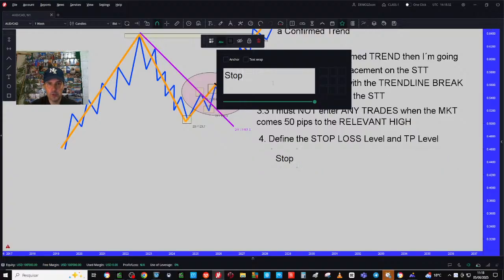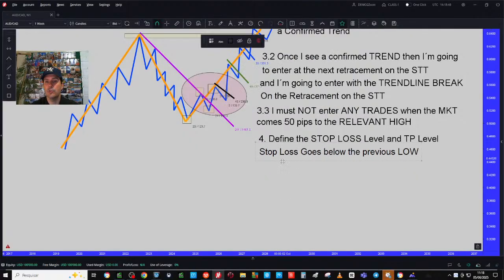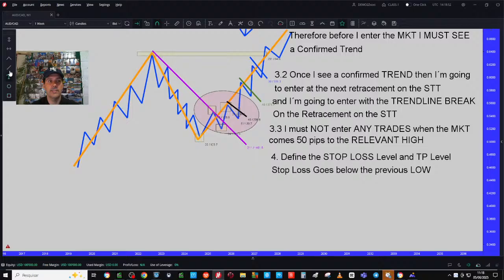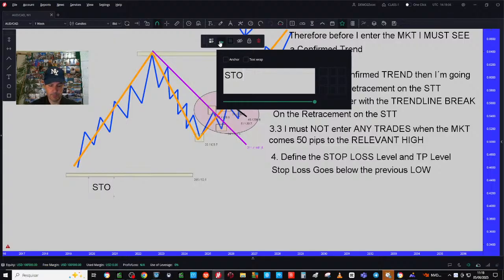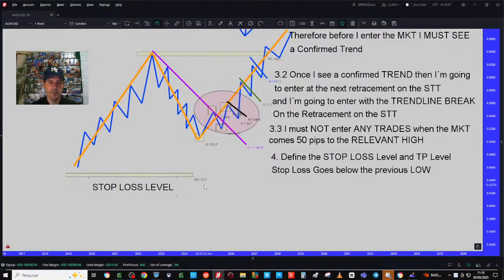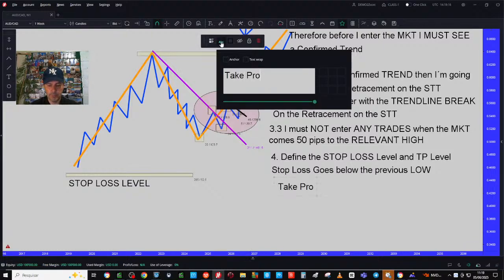Define the stop loss. This is 1: stop loss goes below the previous low. So if I'm entering at the end of the retracement, stop loss goes down in here. This is the stop loss level, everybody. Stop loss level is down in here. And take profit is 1 per 1.5 risk reward ratio.